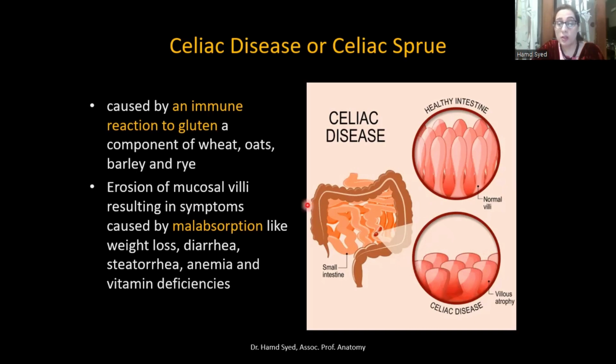And as a result of the erosion of the villi, obviously absorption is going to be affected. So malabsorption leads to weight loss, diarrhea. There may be steatorrhea, that is fat within the stool, and anemia, that is the decreased RBC count, and vitamin deficiencies. So this condition is known as celiac disease, which can affect the small intestine.